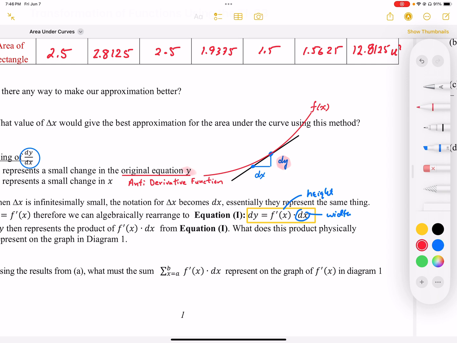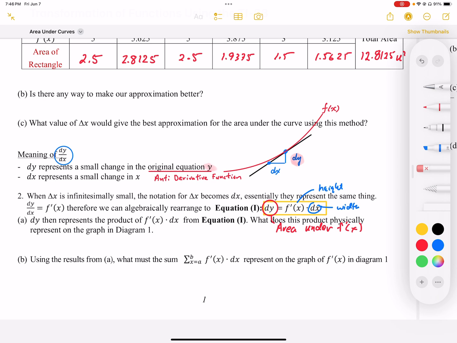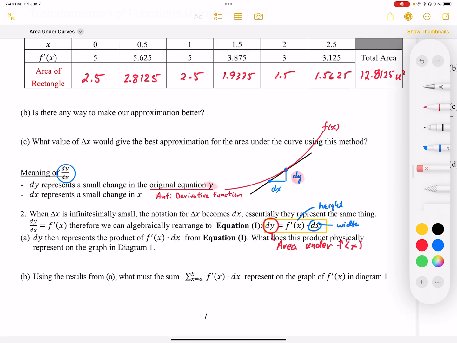So that means that this dy must represent the area under f prime. So that's what we've been looking at. We've been looking at area under f prime, and that dy must mean that the area under f prime must be the same as a small change in the antiderivative.